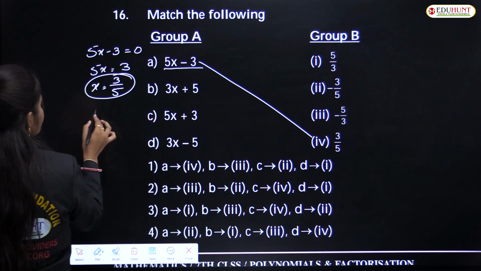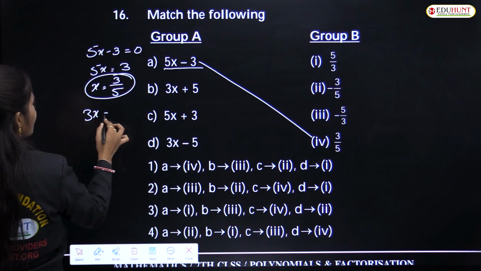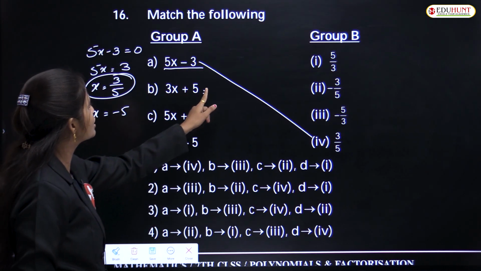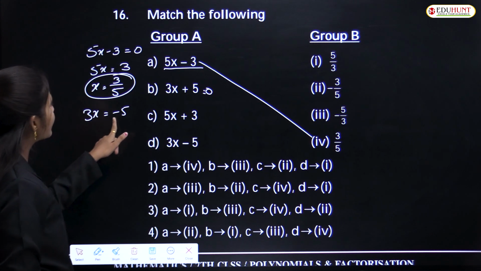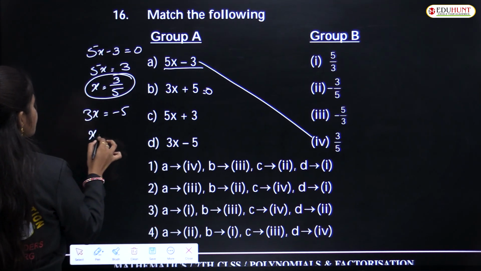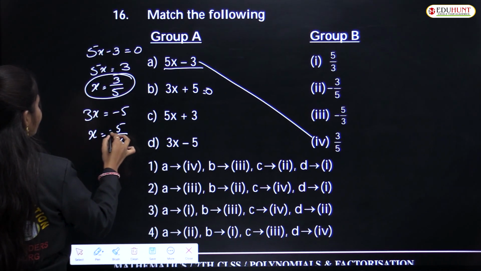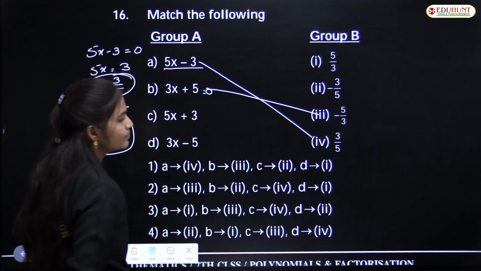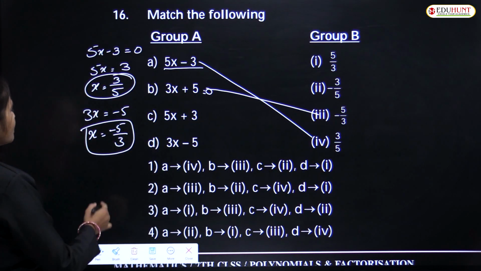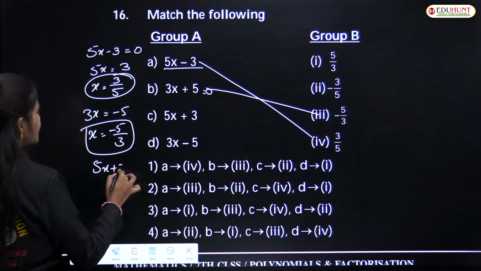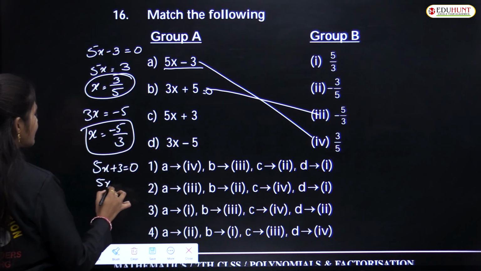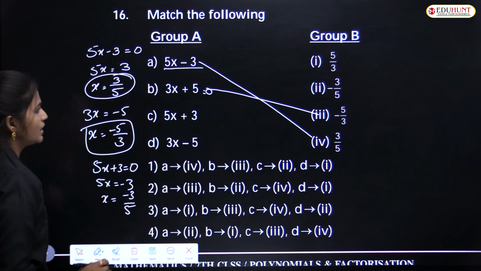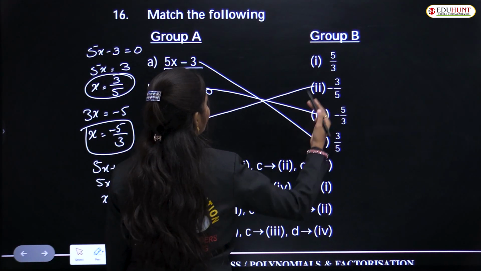Next, in the same way, 3x is equal to minus 5. Directly I am writing that. Why? Because 3x plus 5 is equal to 0. So 3x is equal to minus 5, so x is equal to minus 5 by 3. This is the value of x here. Let us see the next one. So 5x plus 3 is equal to 0. So 5x is equal to minus 3, so x is equal to minus 3 by 5.